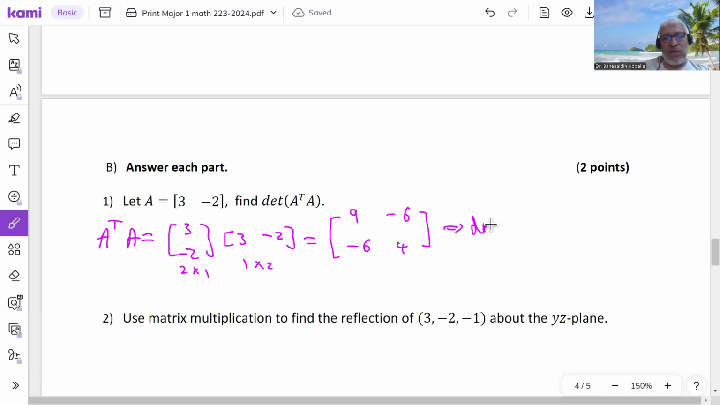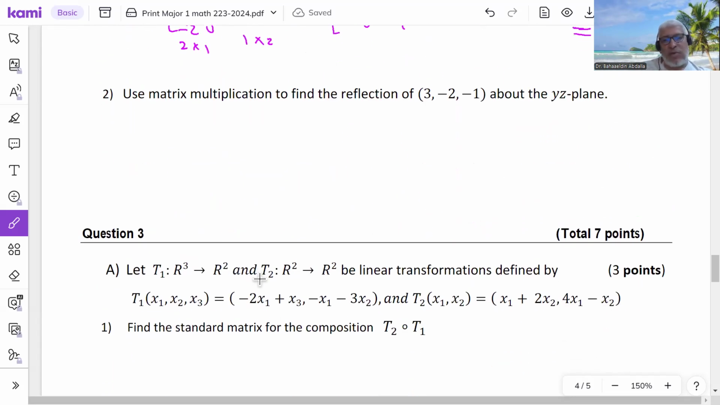So what is the determinant of ATA? It would be 4 times 9, 36. -6 times -6 is 36. So the determinant is 0.